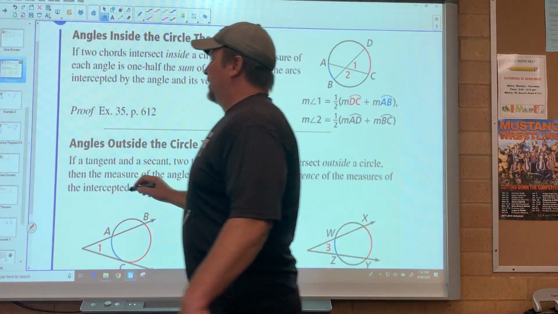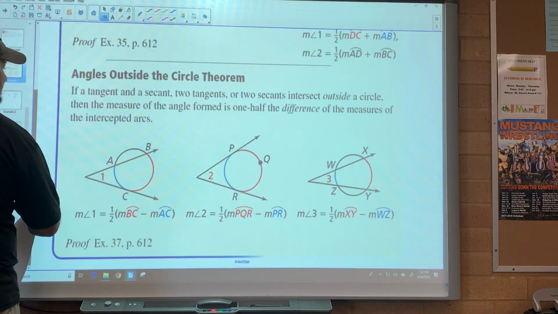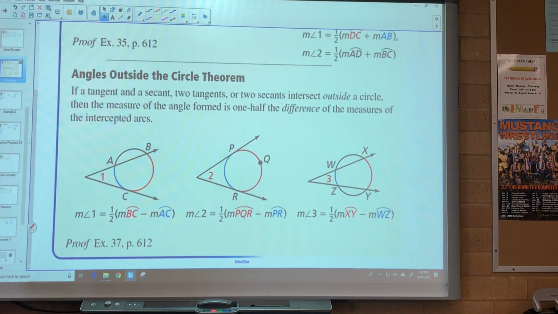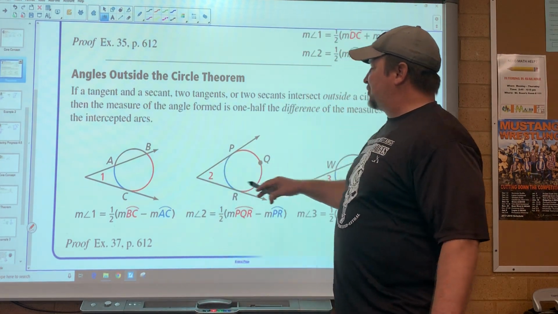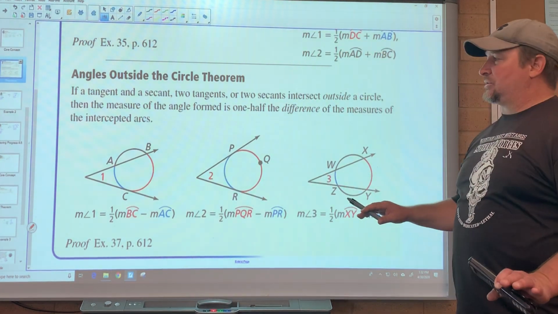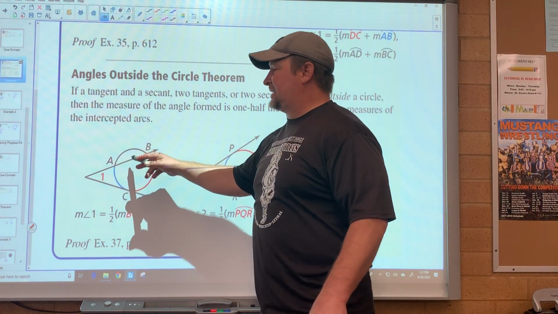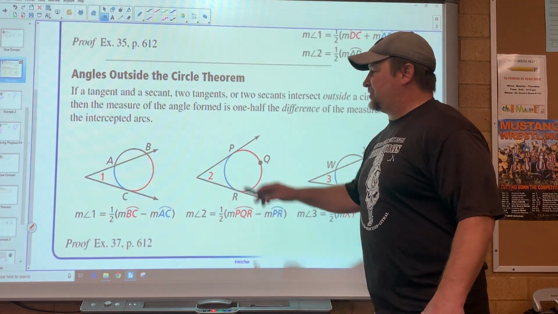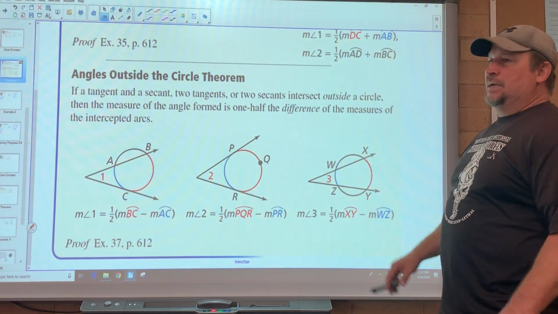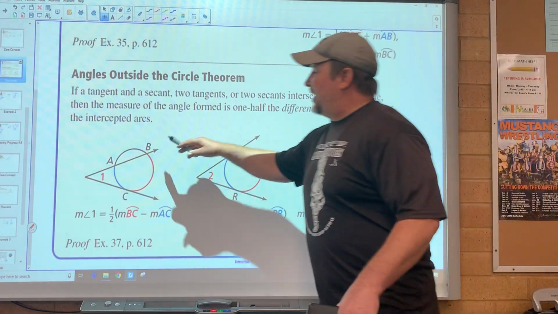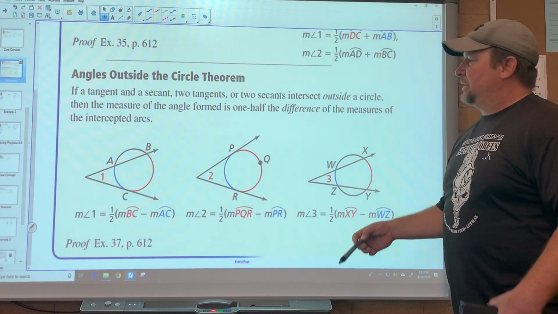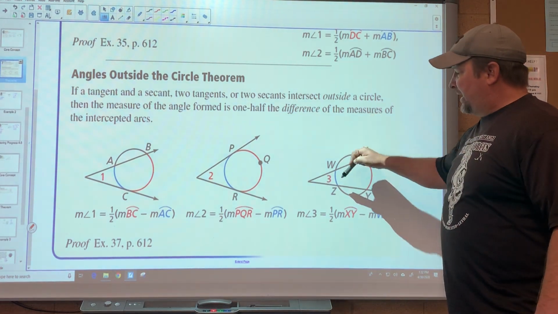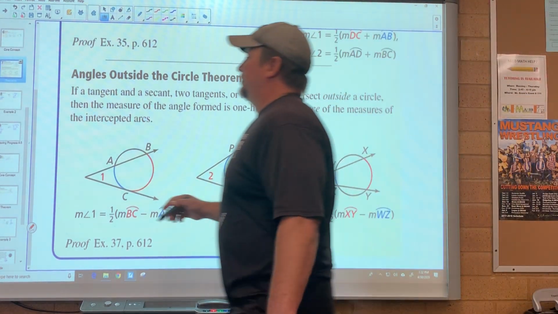Now, with these ones on below it, the ones that we were just kind of discussing a second ago, you need to make sure you understand that if it's outside the circle, and it could be a tangent and a secant, could be 2 tangents, could be 2 secants, it doesn't matter. It's the big arc, subtract the little arc, divided by 2. The big arc minus the little arc, divided by 2.